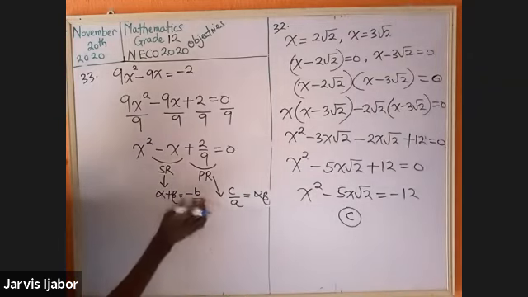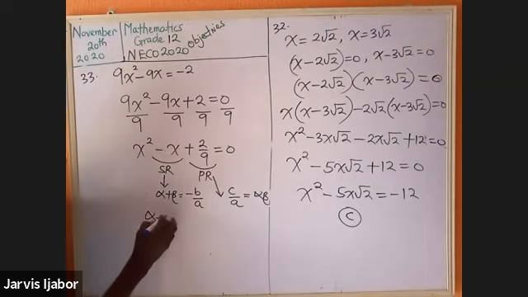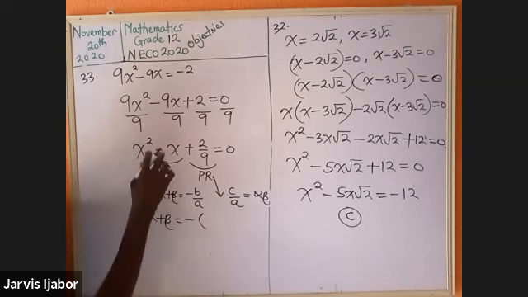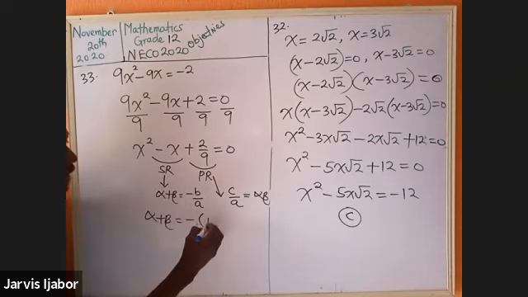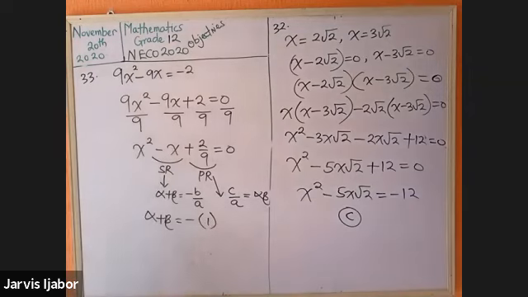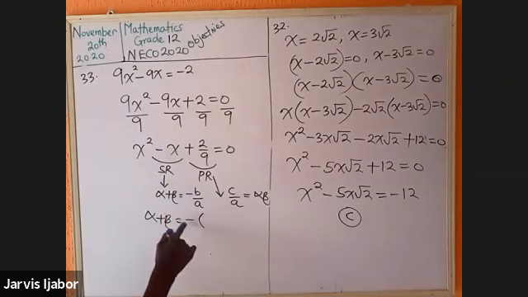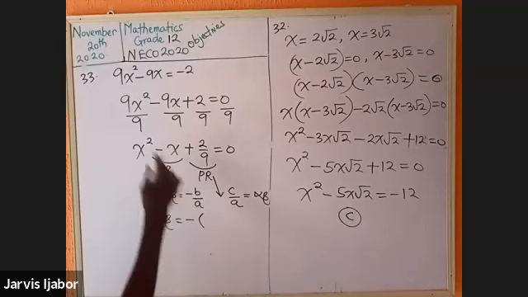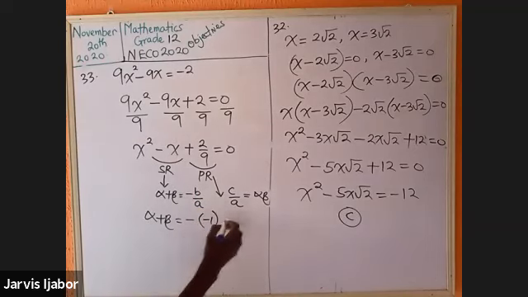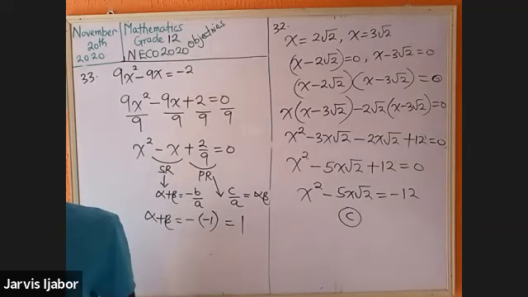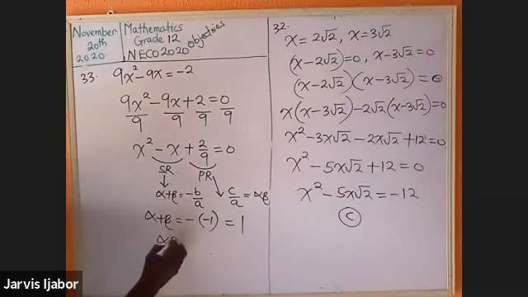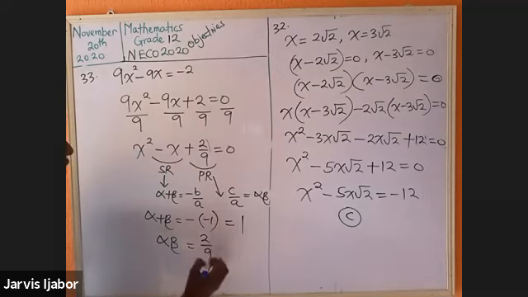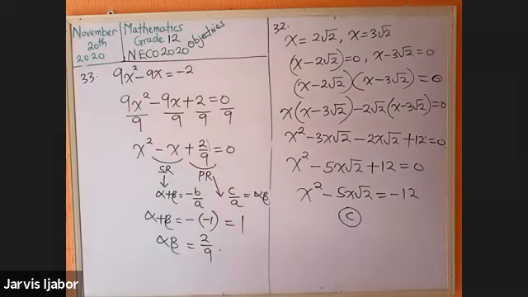So what do we have here? The coefficients here, so alpha plus beta in this setup will be minus, bracket open, negative 1. Hope I'm right with that. So negative b over a in this setup is negative of negative 1, and that will give you 1. So alpha plus beta is 1. Now what about alpha beta? Alpha beta is this position, and that will be 2 over 9. So this is what we have gotten so far.